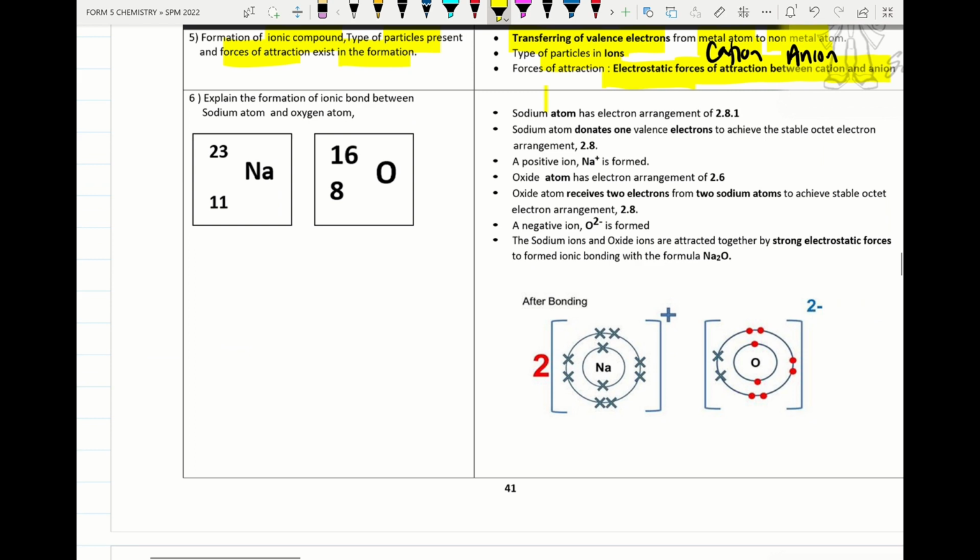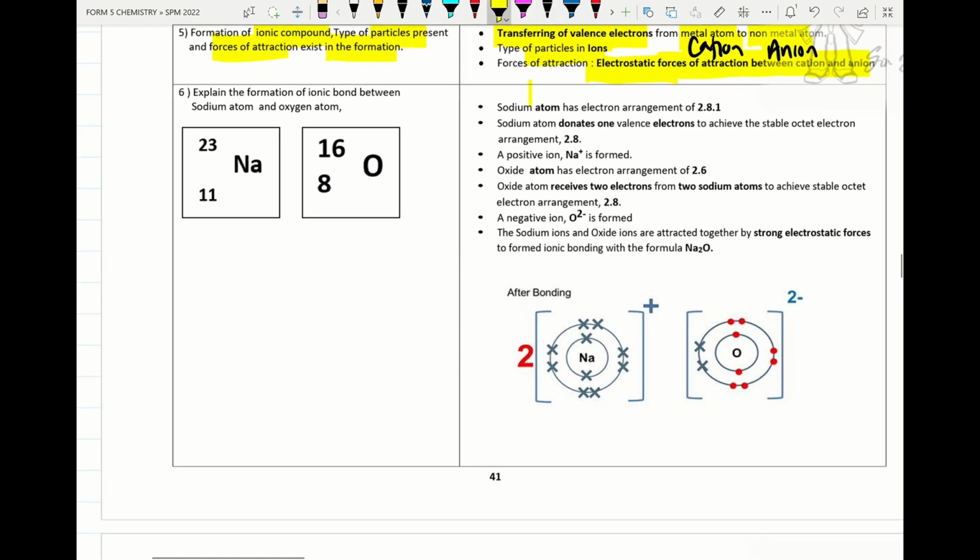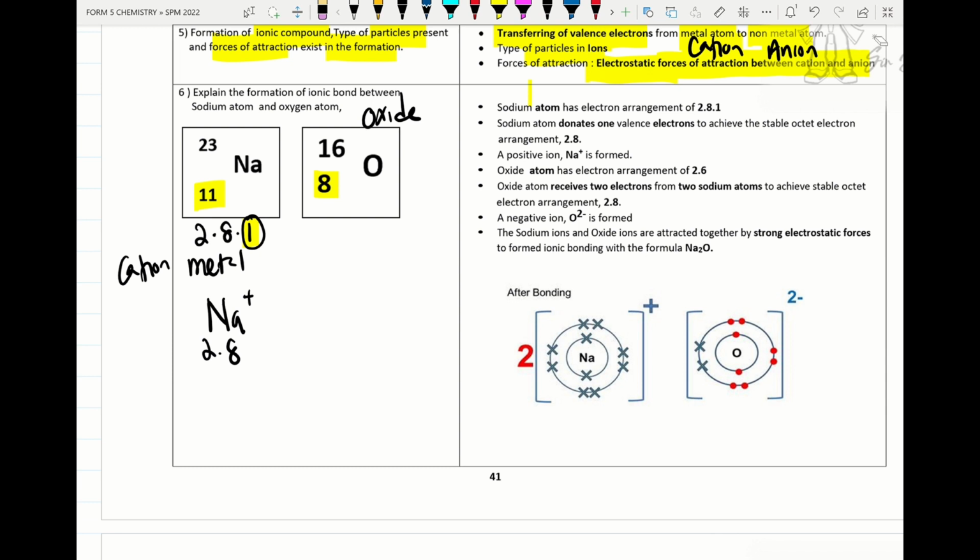We check the formation of an ionic compound when sodium combines with an oxygen atom. When we do the electron arrangement, sodium is 2.8.1. When we see valence electron 1, please remember this metal will form a cation by donating its valence electron. So we put Na positive, we take the 1 away, and the electron arrangement is 2.8. The sodium ion has achieved a stable octet electron arrangement. The oxygen atom is 2.6, so it has 6 valence electrons. Therefore, this oxygen atom is a non-metal atom and forms an anion, a negative ion.